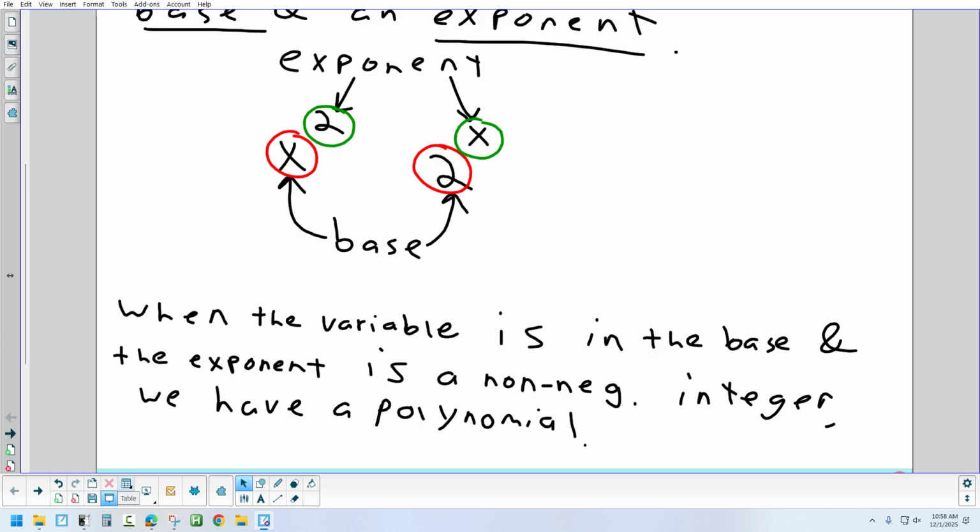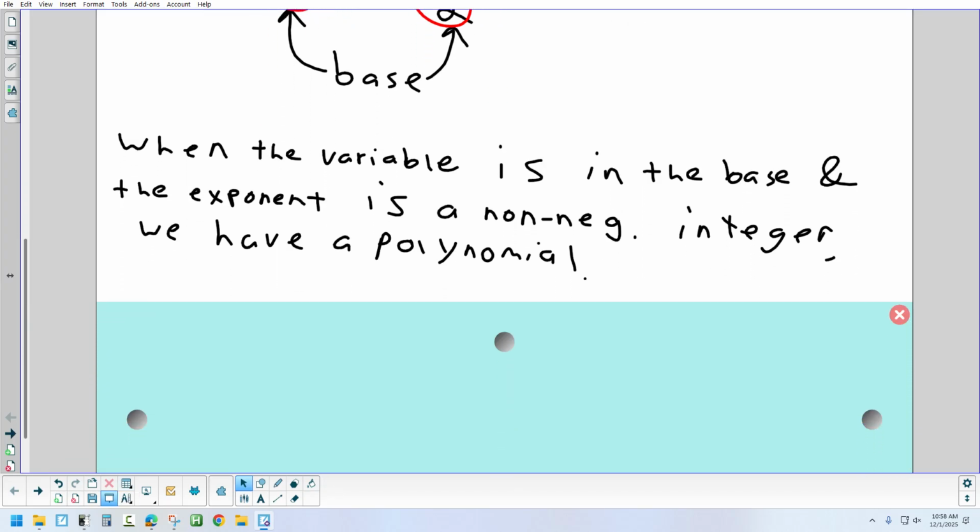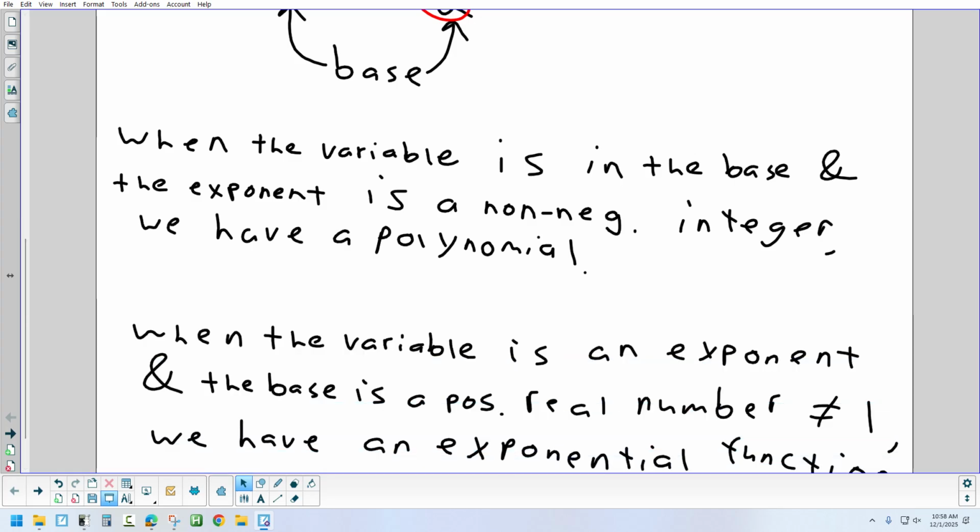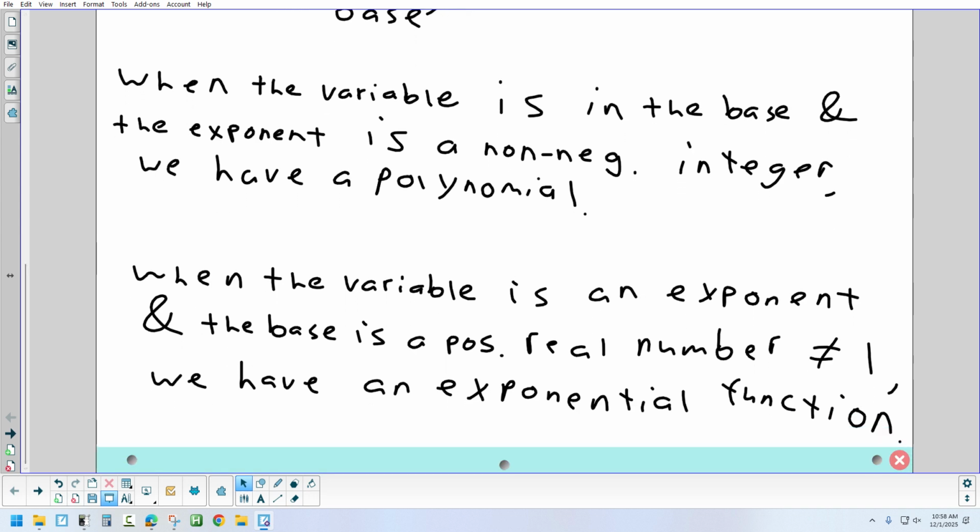When you switch it, like in the second one, so that the variable is now in the exponent, and the base is a positive number that is not 1, that is called an exponential function. Why do you think the base can't be a 1? What would be wrong with calling this exponential?